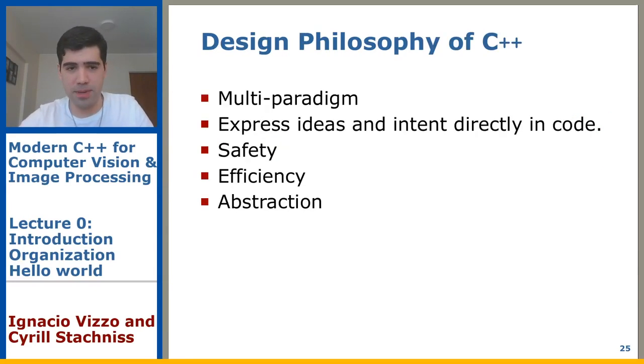The design philosophy of C++ is basically to be multi-paradigm. This is not only to be an object-oriented language or a procedural language, but to support different paradigms and express ideas and intent directly in code. This is super important for me because some of you probably learned how to program using C or similar languages, where it's really difficult to express ideas in code. So how did people solve this problem? With comments. Before C++11, people were super fond of putting comments everywhere. This was the default: comment your code.